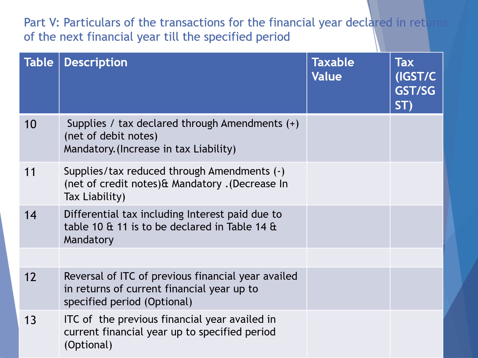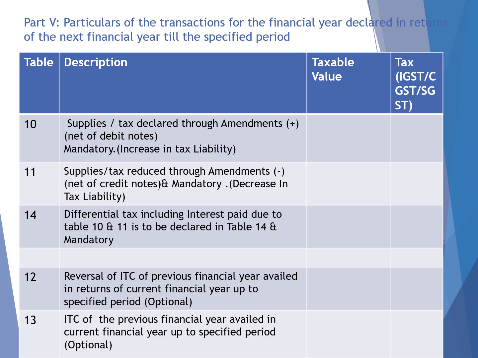Table 12 requires the reporting of the aggregate value of the reversal of the input tax credit in the previous financial year, which is available in the returns filed in the current financial year up to the specified period. Table 12 is an optional one. In short, table 12 requires the reporting of the aggregate value of the reversal of the input tax credit of the financial year 23-24, which is available in the returns filed in the April 24 to October 24 returns.